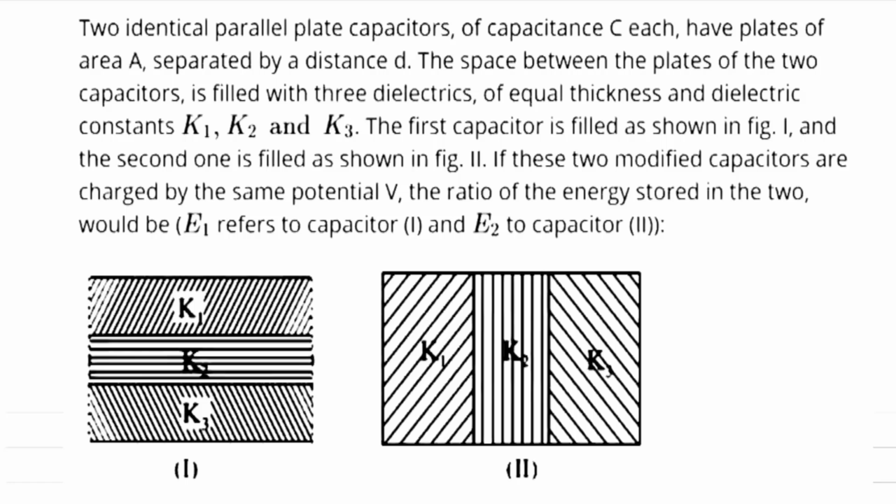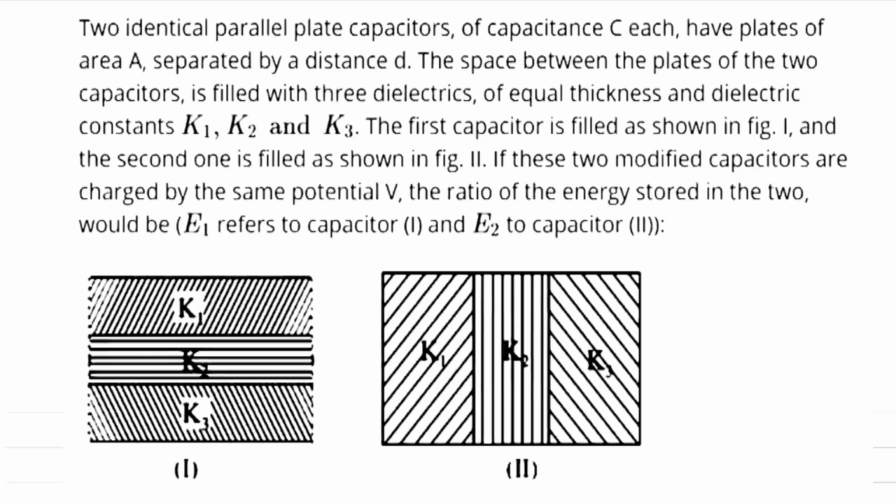And the second one is filled as shown in figure number 2. If these two modified capacitors are charged by the same potential V, the ratio of the energy stored in the two would be E1, referred to capacitor 1, and E2 to capacitor 2.